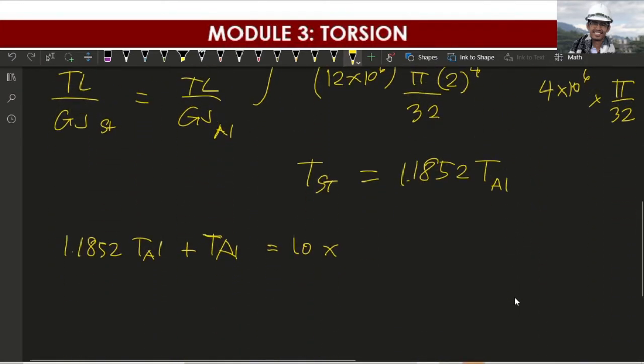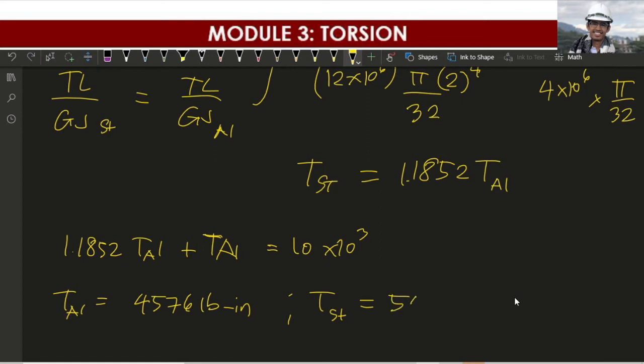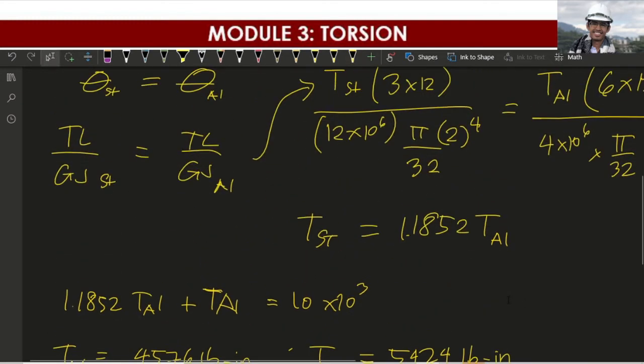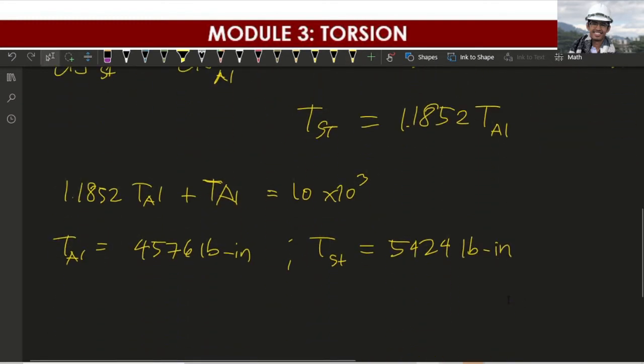Tama ba? Ayan. So we can compute yung torque ng aluminum. That will be equal to 4,576 pounds inch. So we can solve both. That will be yung torque ng ating steel will be also equal to 5,424 pound inch. Okay, so therefore we can compute the maximum shear stress in each segment.